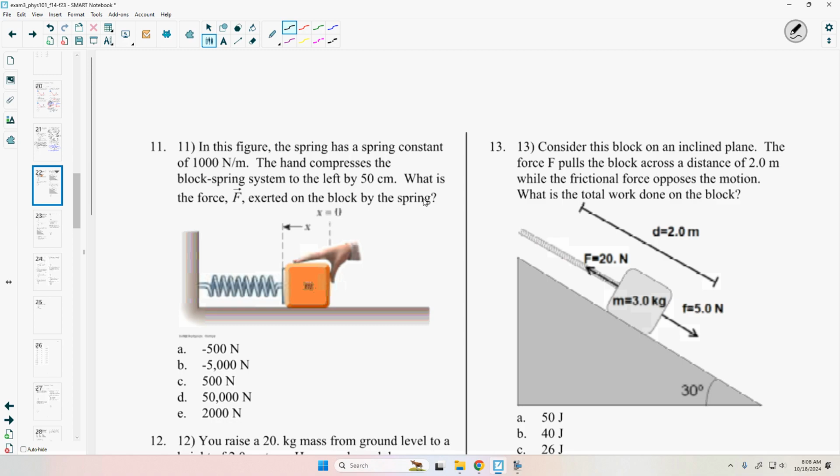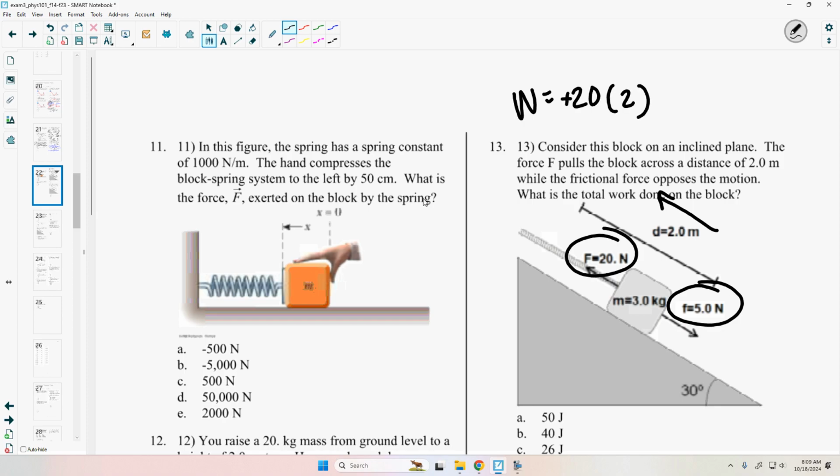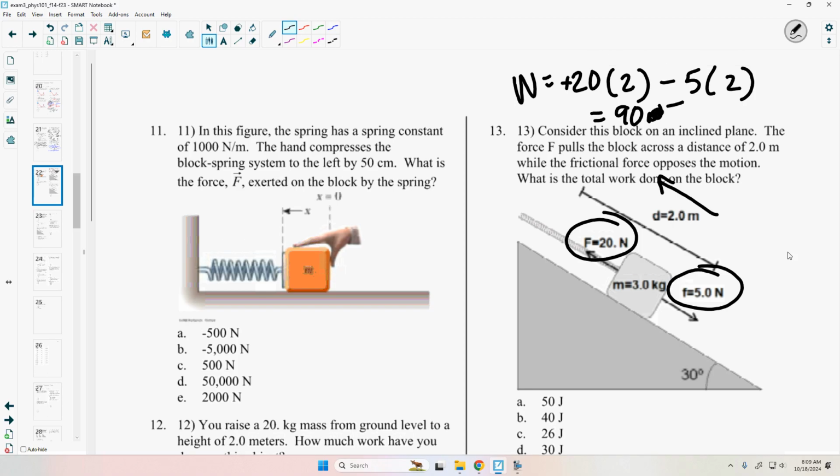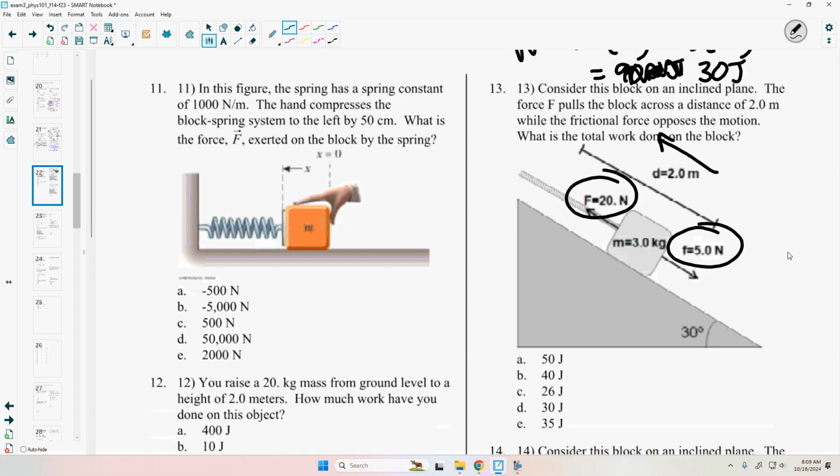So I want to know the total work done on the block. I showed two forces here, the 20 and the 5. A simple way of doing this, which would be wrong, but I'll explain why it's wrong, is to say that since I'm moving up the inclined plane, the 20 Newton force does positive work. That's 20 times 2, positive because it's in the same direction as displacement. And then the frictional force does negative work. That's 5 times 2. So that's 100 minus 10, or 90 joules. That's not right, I'm sorry. 40 minus 10, 30 joules. Yeah, that was the answer.